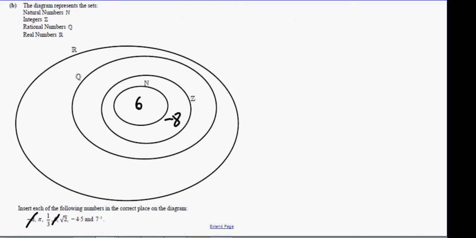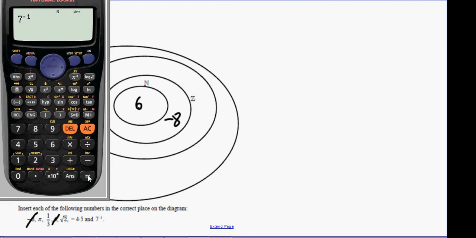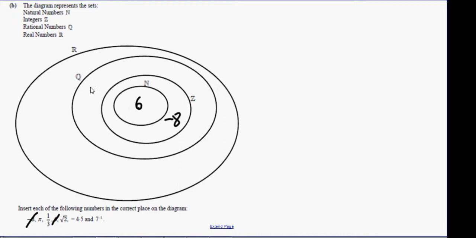Look at 7 to the power minus 1, put it into the calculator, using this button here. And what you find out about 7 to the minus 1 is it's a 7th. This means that it's a rational number and goes in here. Also, 1/3 goes in here as well, because it's also a fraction.